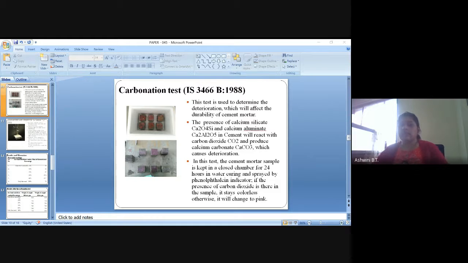So this is the result and discussion. These are the flow table readings.